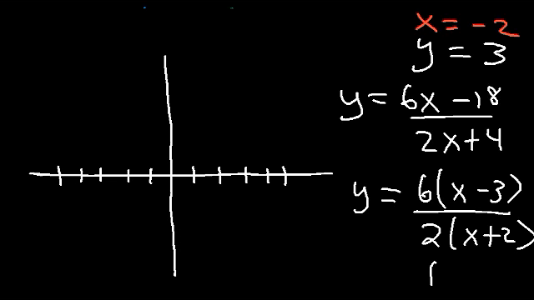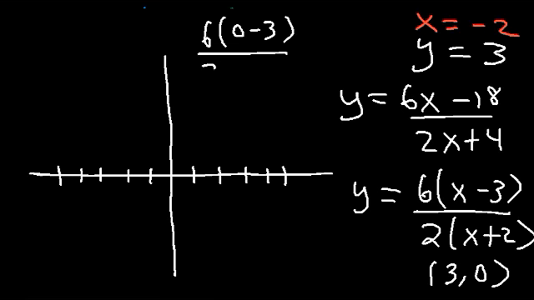So we have the point (3, 0). Now let's also find the y-intercept. To find the y-intercept, replace x with 0 and solve for y. So it's going to be (6 times 0 minus 3) divided by (2 times 0 plus 2). 6 times negative 3 is negative 18, and 2 times 2 is 4.